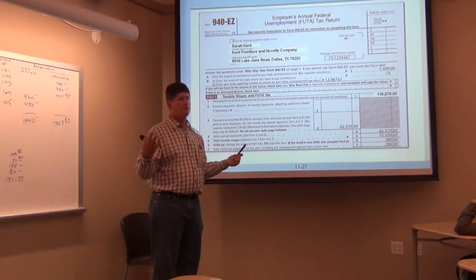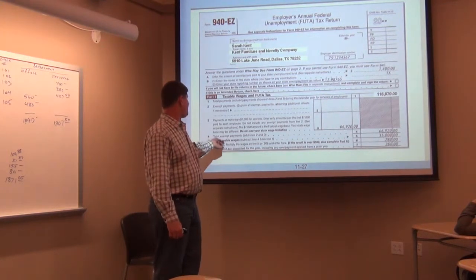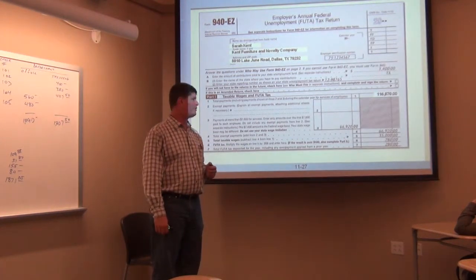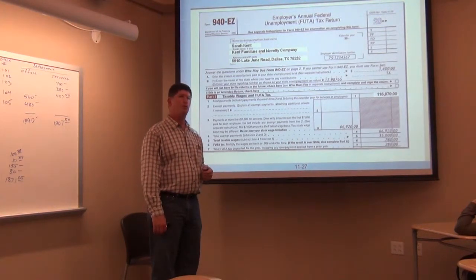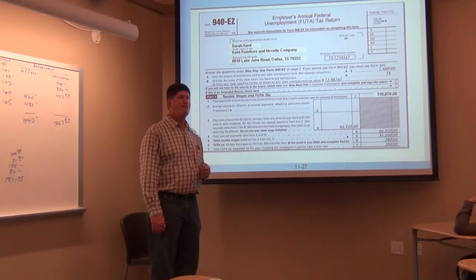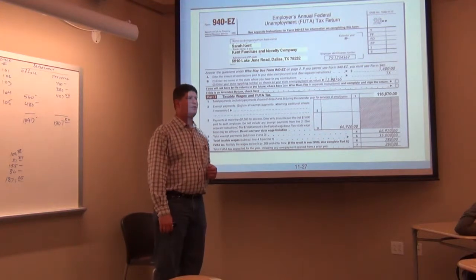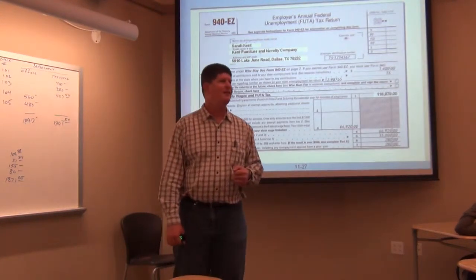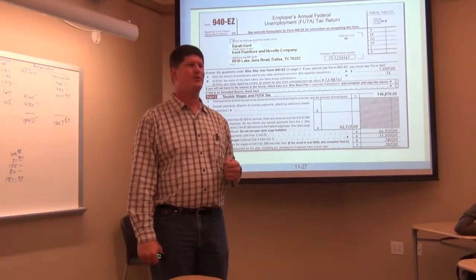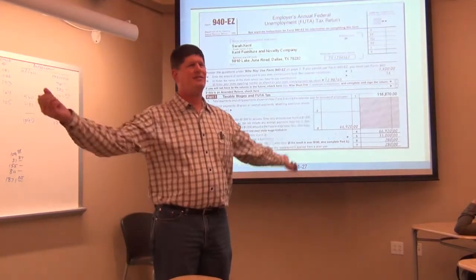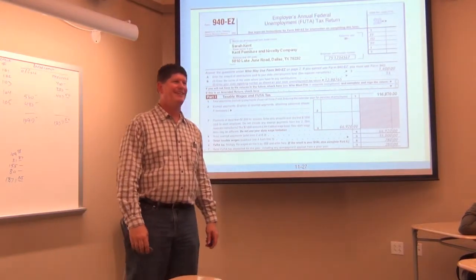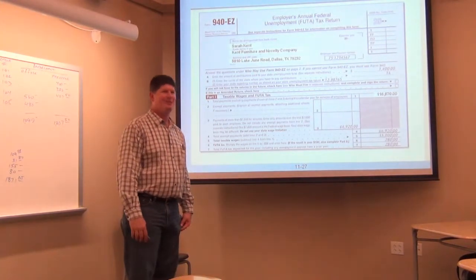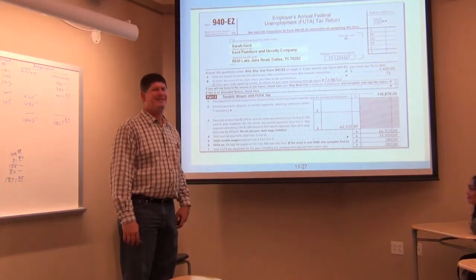Good? Straightforward. If they have total taxable wages of $35,000, and you assume that no turnover in your employees, how many employees did they have? 5. What's the wage base? 5 employees. $7,000, right? 35,000 divided by 7,000 is 5 employees. Okay? It's pretty straightforward. It wasn't a trick question. Was that a trick question? Yes? Okay.